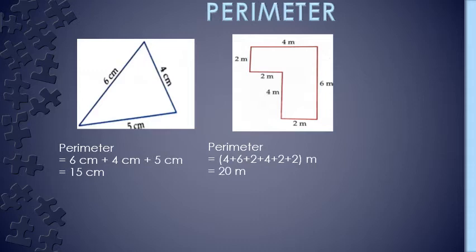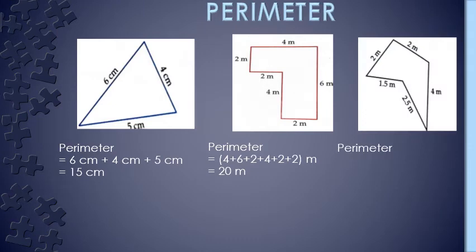Now let's come to the third figure. So again, in this figure, how many line segments make this closed figure? Well, 5 line segments make this closed figure. So what is the perimeter of this figure? Let us find out. We will add the length of all the 5 line segments that make this closed figure. So 2 plus 4 plus 2.5 plus 1.5 plus 2 meter, which is equal to 12 meter.